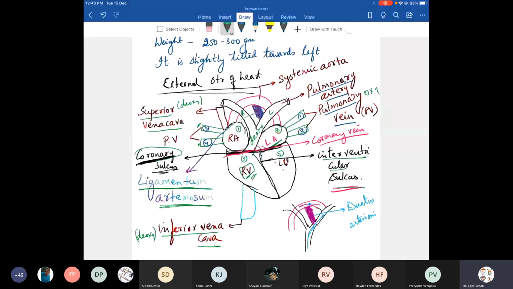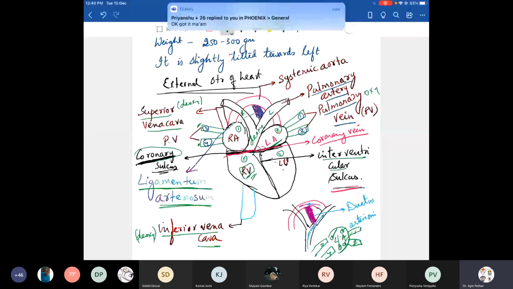This is the left auricle. 2 is coming from left side. Then 3, 4 is also coming. 1, 2, 3, 4. It's coming from the back side and opens here only in the left auricle. So you have 4 openings. 1, 2, 3, 4. Everybody got the point? So easy. I don't know why you want to take so much stress. It's very easy. Okay, next.